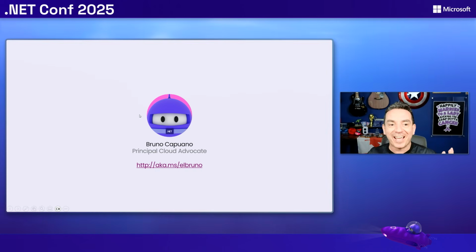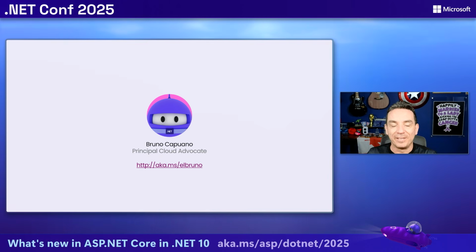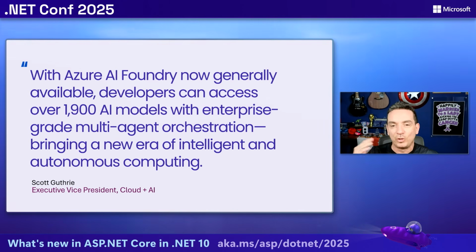Let me introduce myself a little more. My name is Bruno Capuano. I'm the principal cloud advocate in the .NET team, and I do a lot of stuff with AI and .NET. If you know me, you probably know that I like slides, but I like to show the demo.